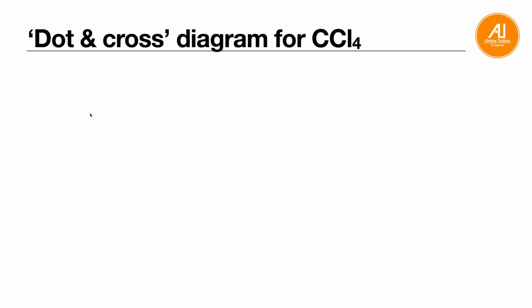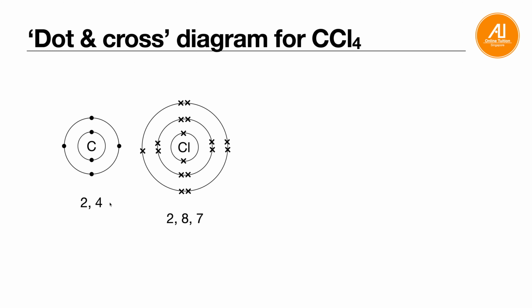CCl4. Carbon is group 4, so it's 2,4. Chlorine is 2,8,7, so it's 2, 8, and the last shell is 7. If you see carefully, C4+, Cl-. When you cross, you get CCl4. Take note that there's 1 carbon and 4 chlorine. Usually the carbon will be in the center when you draw your full structural formula, surrounded by 4 chlorine. You can spread them out, top and bottom, left and right.